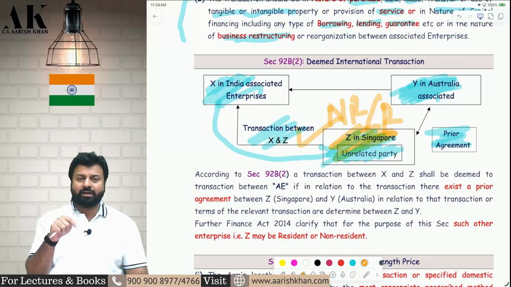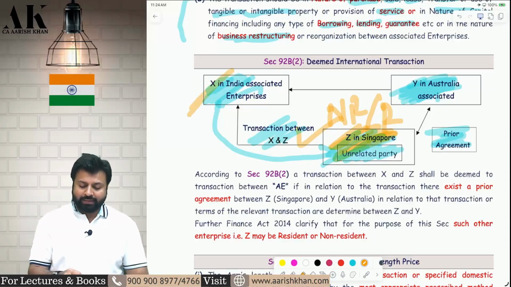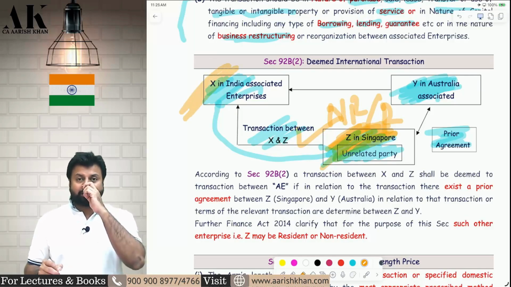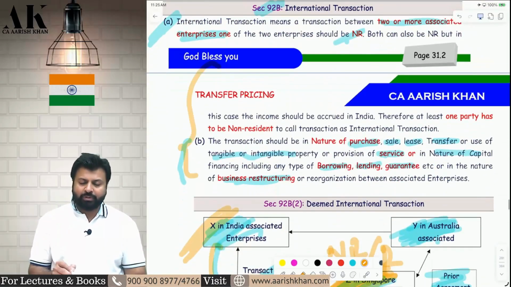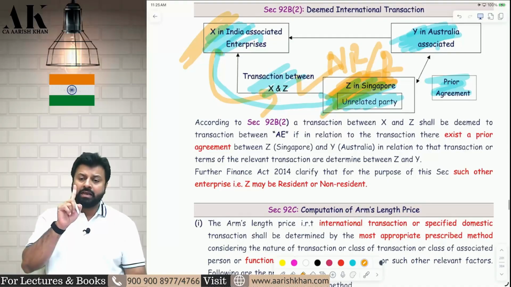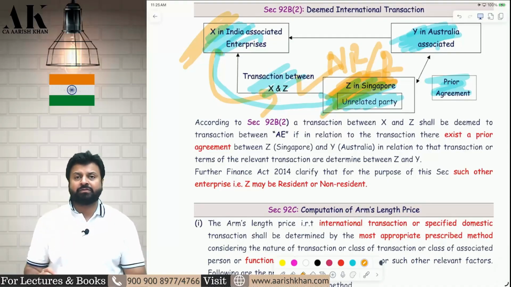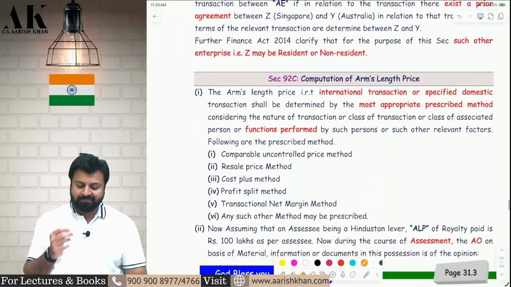This is the only exception under the entire income tax law where X is resident and Z is also resident, still transfer pricing is applicable. Generally, I told you, one of them should be non-resident. But in this exceptional case, even if both are resident, transfer pricing provisions are still applicable. I hope it is understood by all of you.